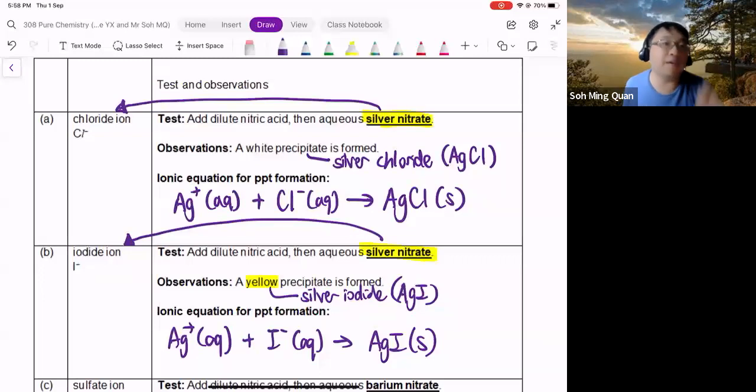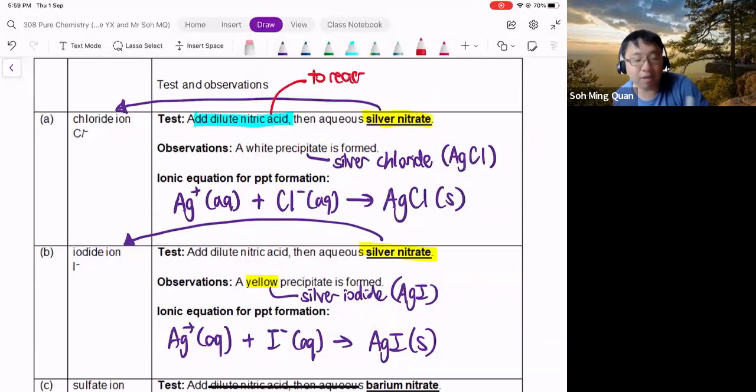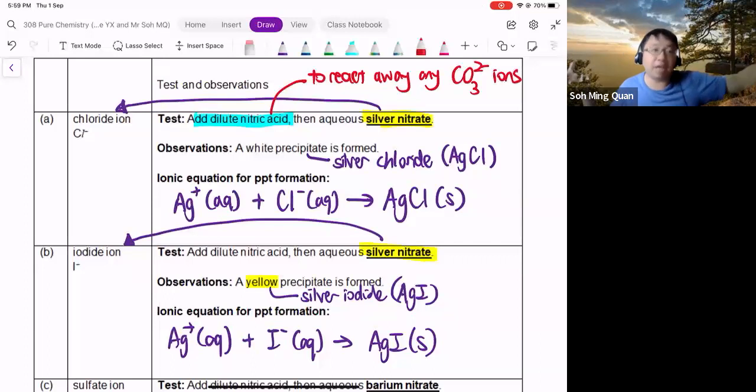So if there's carbonate with chloride, the carbonate can precipitate out as silver carbonate. Is that what you want? No, we only want silver chloride. We don't want silver carbonate to precipitate out. That's why we must add nitric acid first. By adding nitric acid, we are actually reacting away any carbonate ions. And the purpose of reacting away carbonate is so that it will not precipitate out.